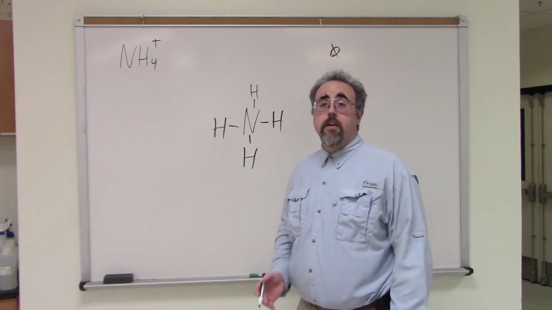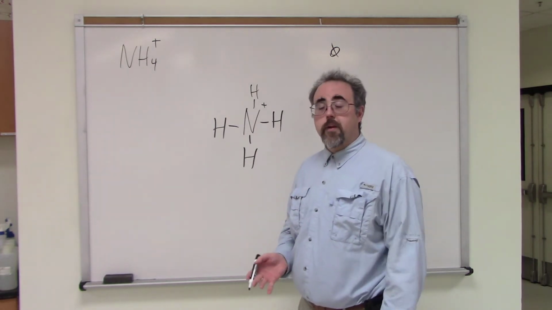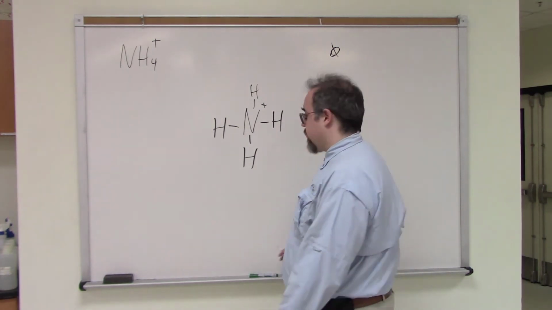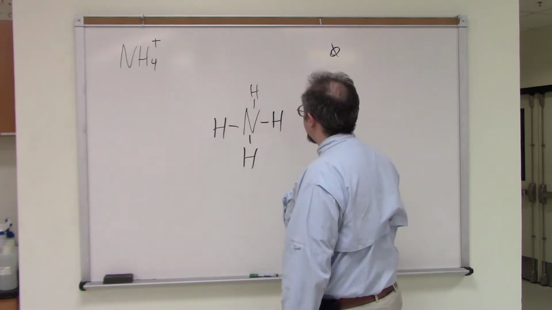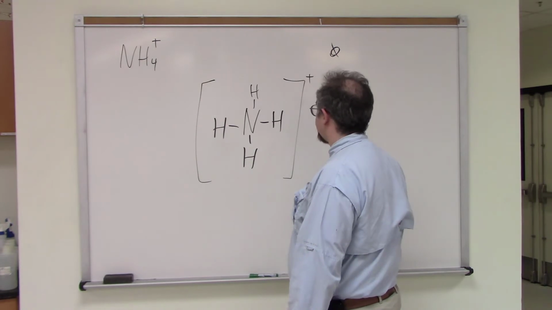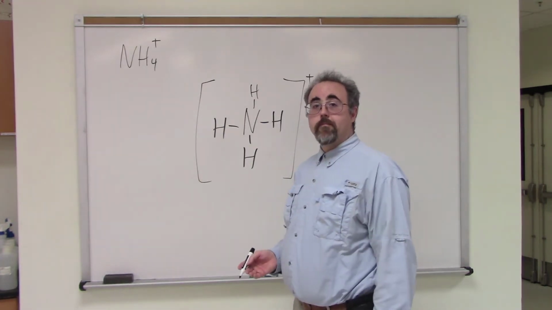Likewise, I could indicate formal charge and put a charge on the nitrogen because that's the one that lost the electron, but it's usually best to use square brackets. So now I have my ammonium.